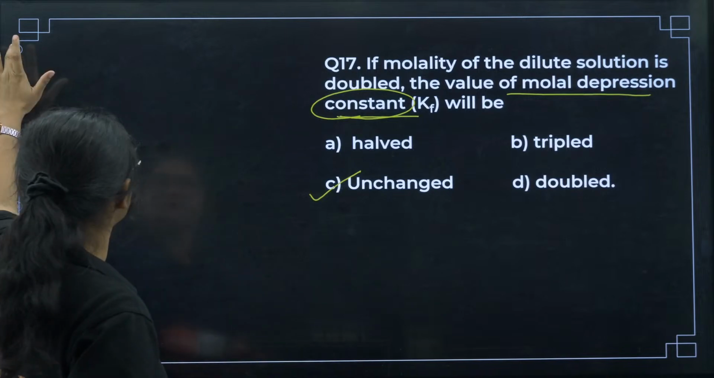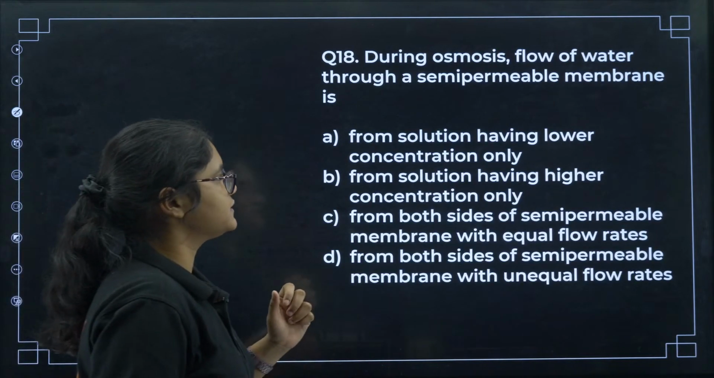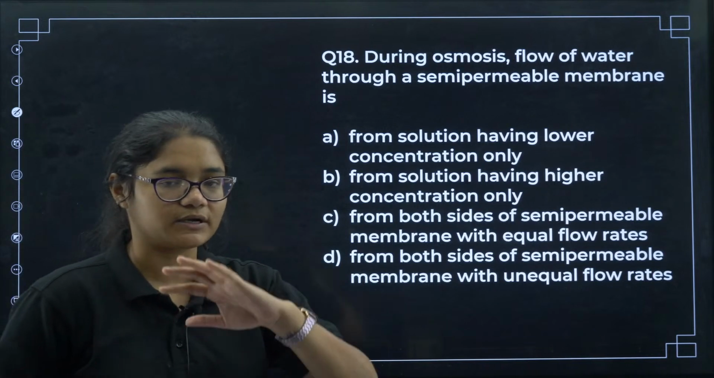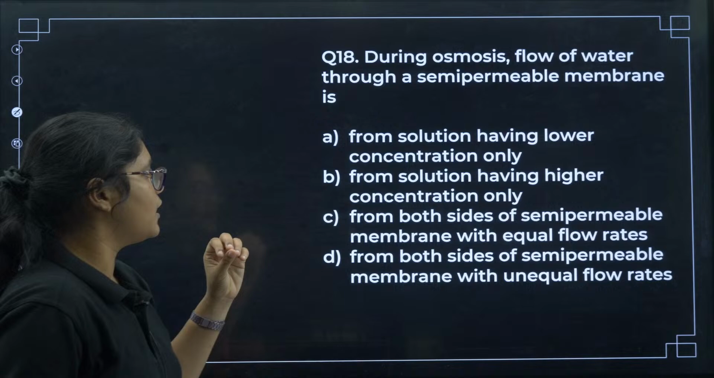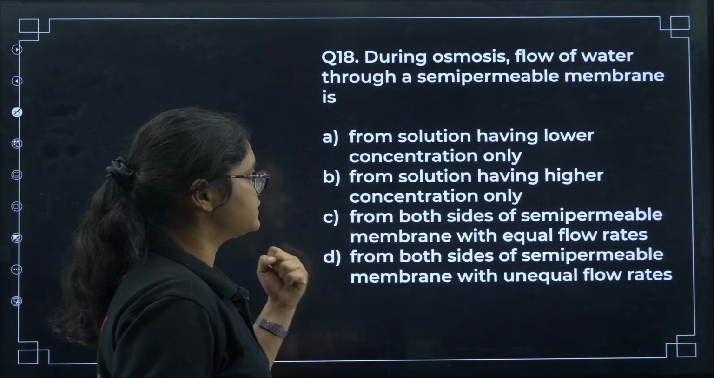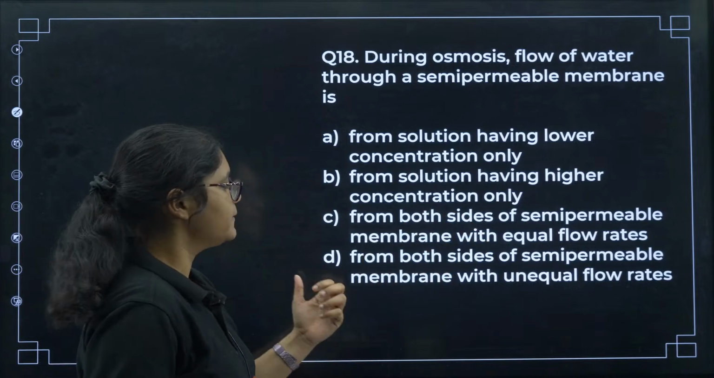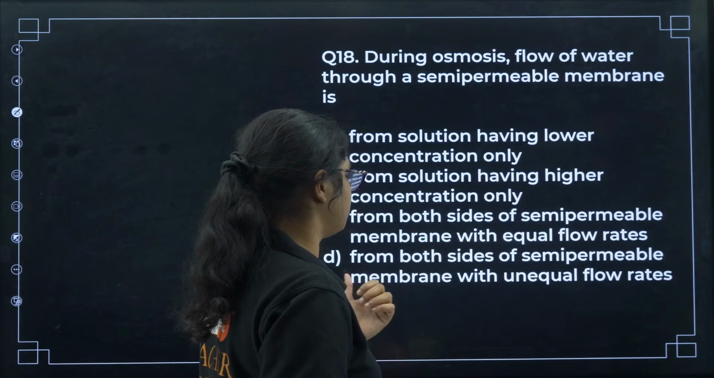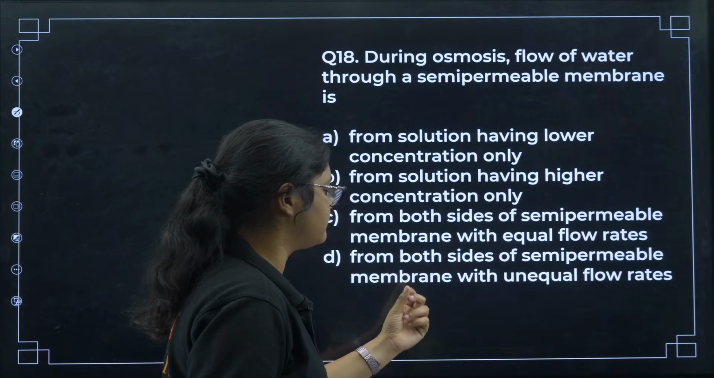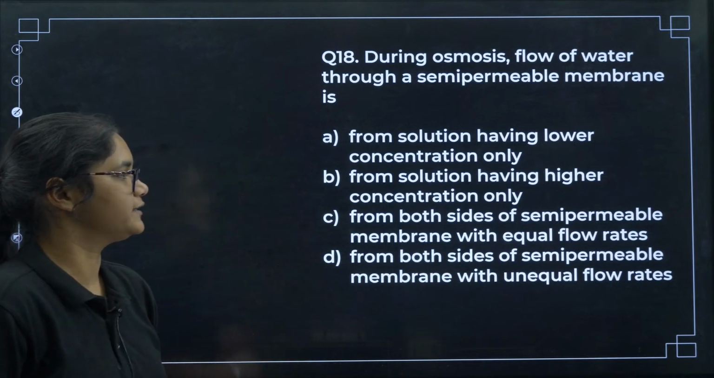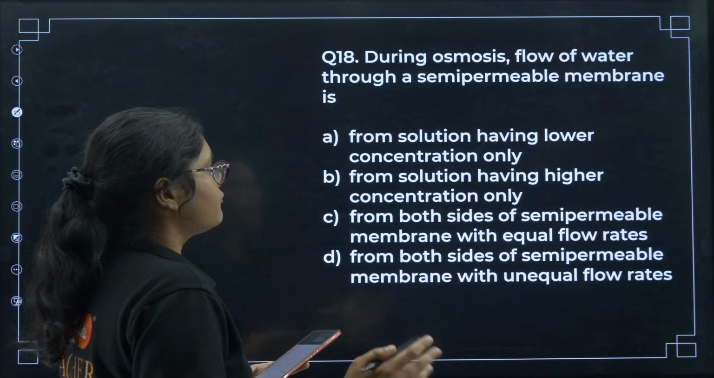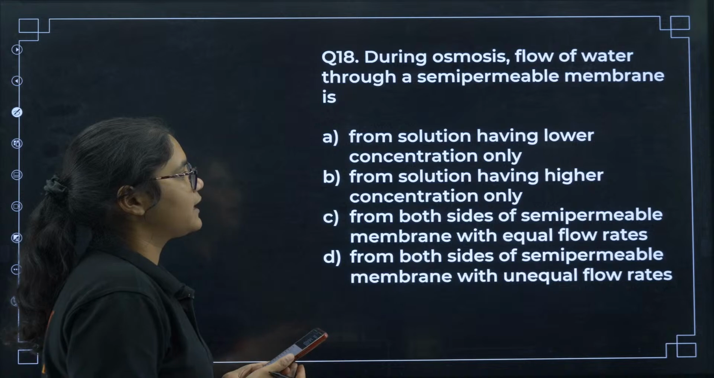Next question number 18. During osmosis, the flow of water through a semi-permeable membrane is. So what is the direction of the flow? It is from solutions having lower concentration only, from solutions having higher concentration only, from both the sides of semi-permeable membrane with equal flow rates, from both the sides of semi-permeable membrane with unequal flow rates. So from which side will the flow of water be done?